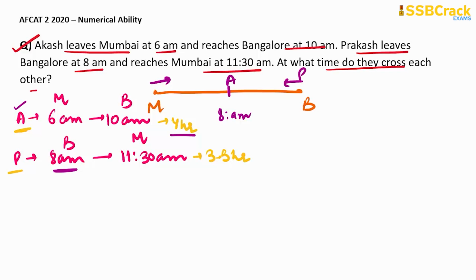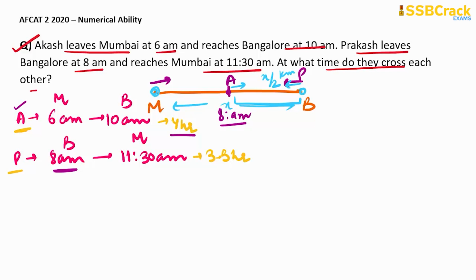Now we can take this point as the starting point for Akash, right. Now we have to find the time at which they'll cross each other. Okay, so Akash is traveling from here to here and Prakash is from here to here, and the total distance they now have to cover is x by 2, right. So if we let the whole distance between Mumbai and Bangalore be x kilometers, then half of the distance will be x by 2 kilometers, right.